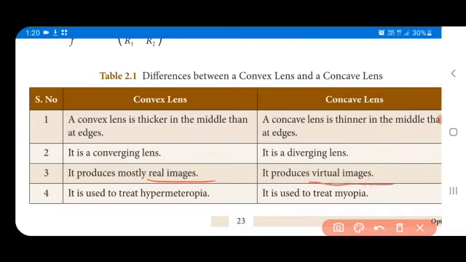And then last one, convex lens is used to treat hypermetropia. It is one of the eye defects. The person can see the distant object clearly, but cannot see the near object distinctly. That type of eye defect is known as hypermetropia. And then concave lens is used to treat myopia. A myopic person can see the near object clearly, but cannot see the distant object distinctly. That type of defect is known as myopia.